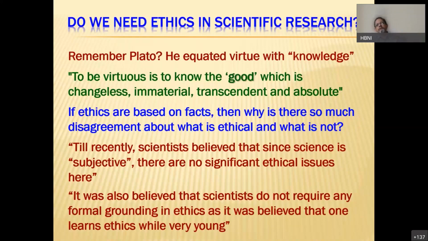So if you look at science, there are many views which scientists themselves have. Like they believe that since science is objective, there are no significant ethical issues here. Scientists also believe they do not require any formal grounding in ethics because it was believed that one learns ethics when you're quite young. In fact, when you're born, very soon, your parents tell you what is right and what is wrong, what is good and what is bad. So once you already have a grounding in ethics at such a young age, you don't need any further grounding in ethics.